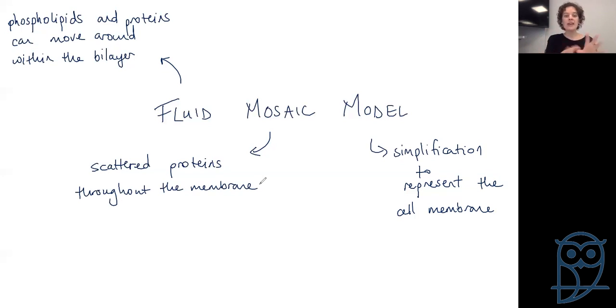So there's no extra words here. It is a mobile fluid system. We have scattered proteins throughout the membrane, and we're representing the cell membrane with this model so that we can keep track.